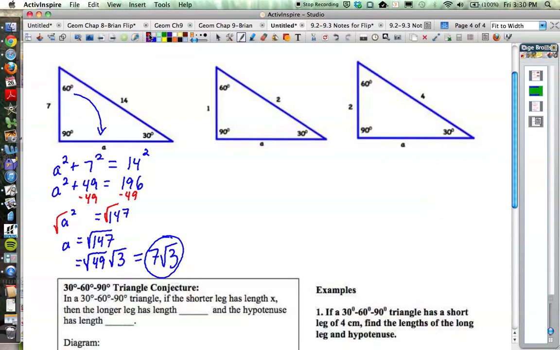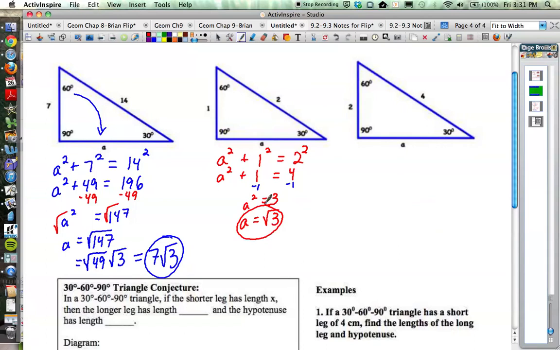All right, let's go ahead and do that same idea in the second one here. So a squared plus 1 squared is equal to 2 squared. So we have a squared plus 1 is equal to 4. Again, do a little bit of algebra here, subtract from both sides, and now you have a squared is equal to 3. Square root both sides, a is the square root of 3. And that is in simplified radical form, so we don't have to do anything more with that.